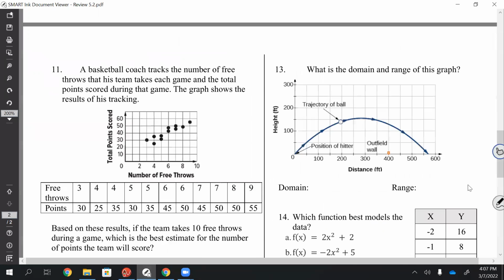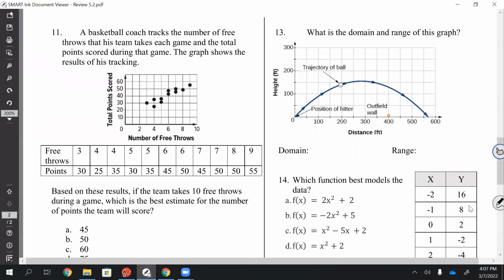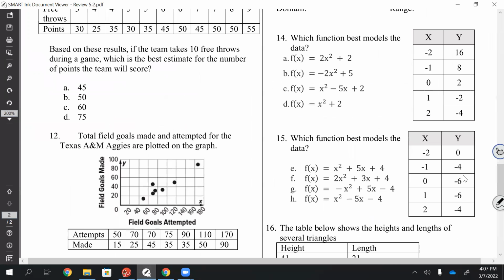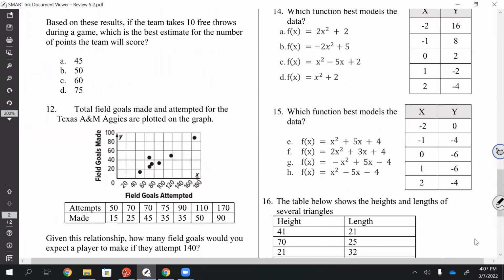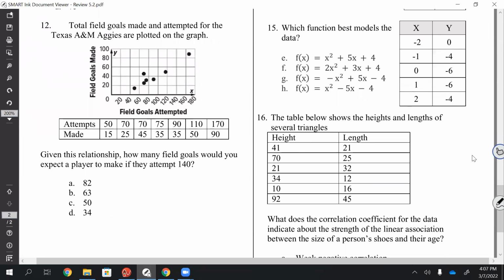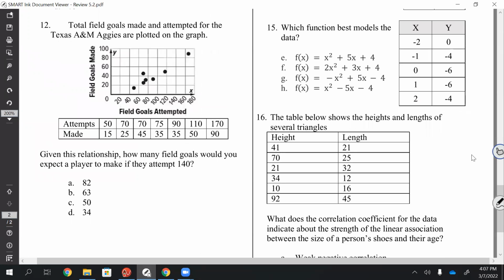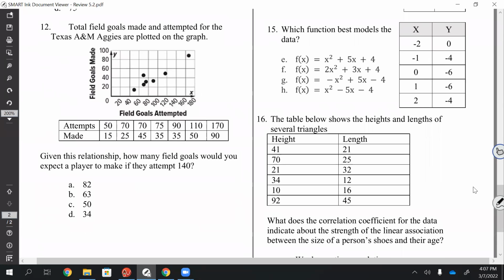Okay, next question is going to be number 12. That's going to be very similar to number 11. So again, they're asking you to estimate or to expect, right? So number 12 there, we've got field goals attempted versus field goals made. So they give us the X and the Y here.